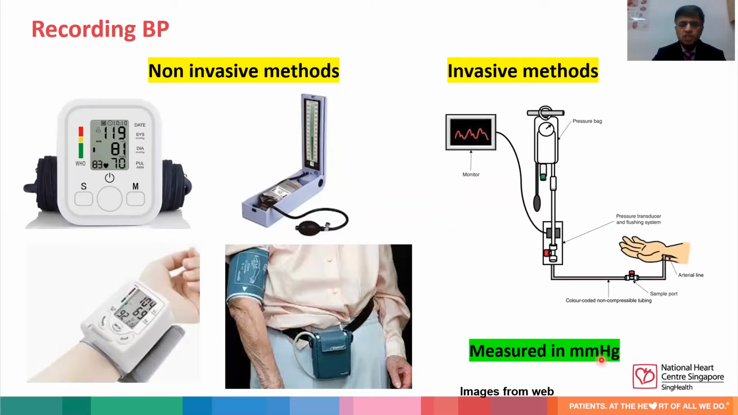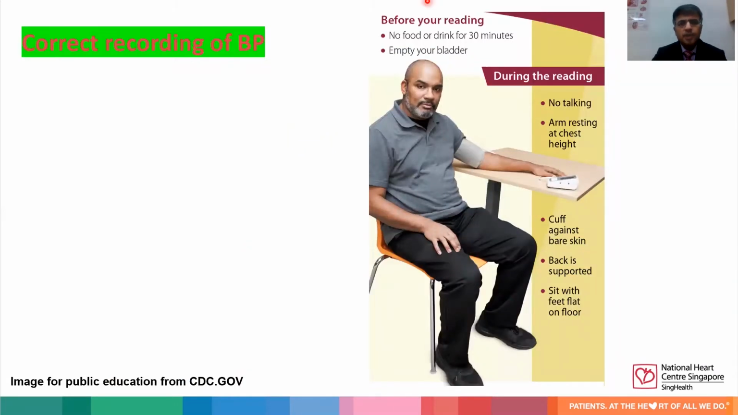So blood pressure is measured in millimeter of mercury. The top reading is called the systolic blood pressure. The bottom reading is the diastolic blood pressure. So what is the correct recording of the blood pressure?